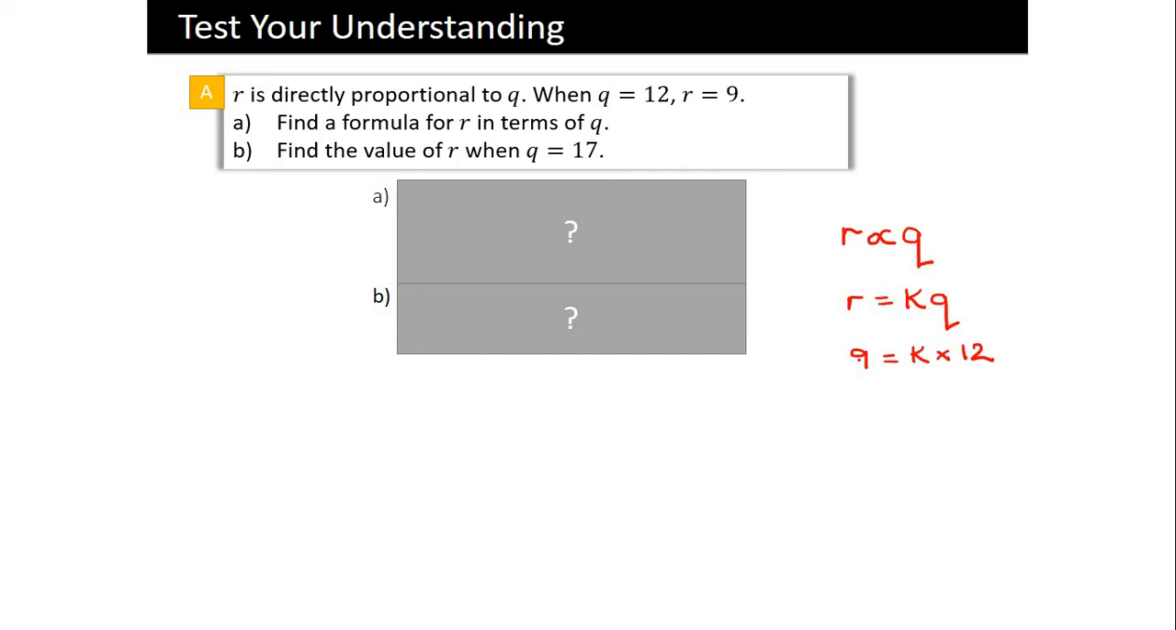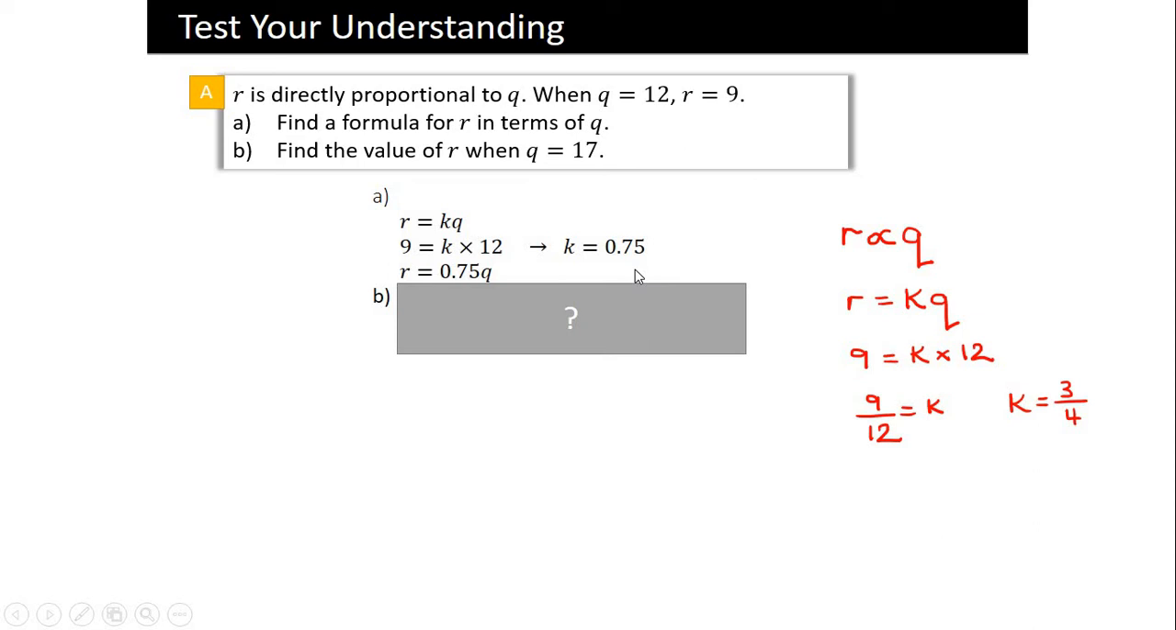So here, now that I've got a smaller number over here, this doesn't matter. So it should be 9 divided by 12 is equal to k. And then you will notice that that's 3/4. So you could write k as 3/4. You could similarly write it as 0.75. So the formula then for part A is k is 0.75, as we've just done. So r equals 0.75q. Or similarly, you could have written that r is equal to 3/4 q. Or 3q over 4. That's entirely fine.